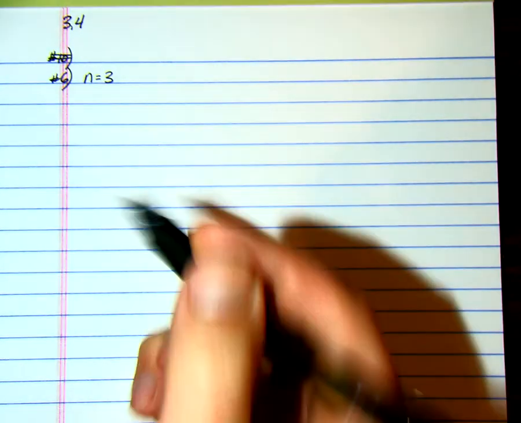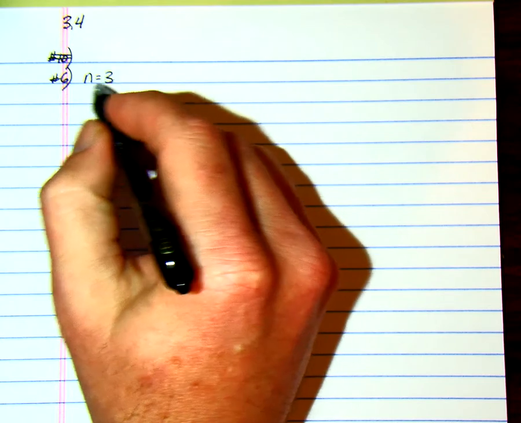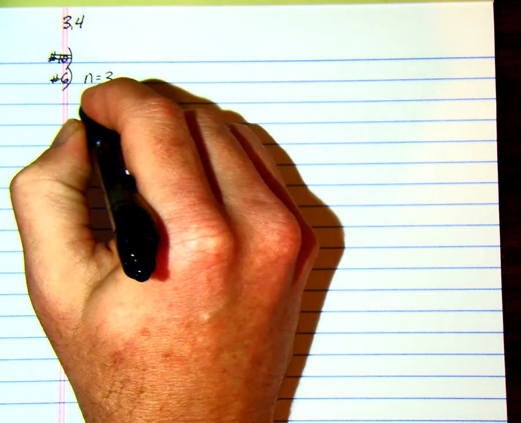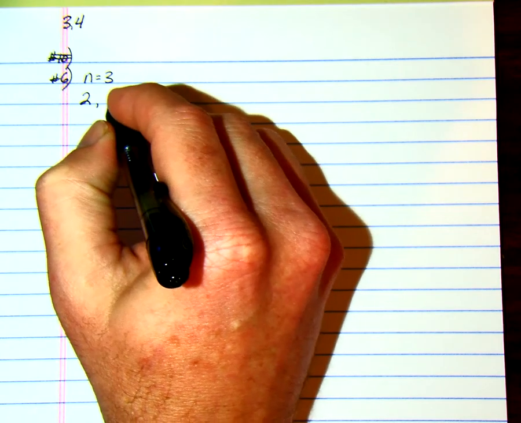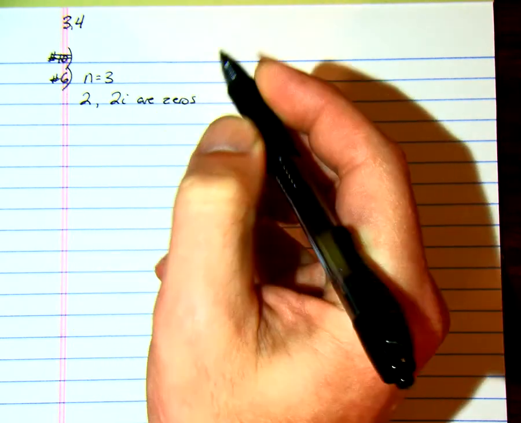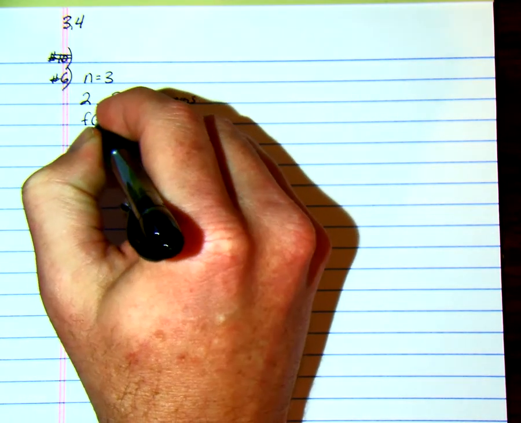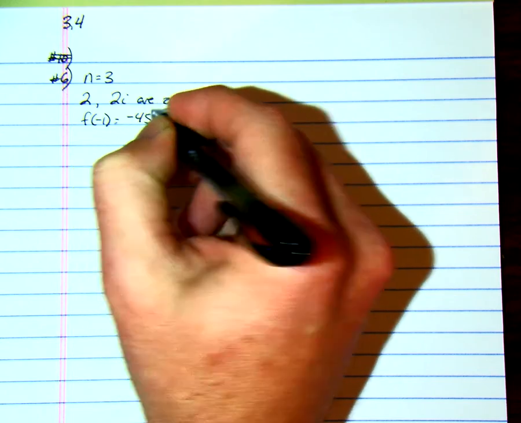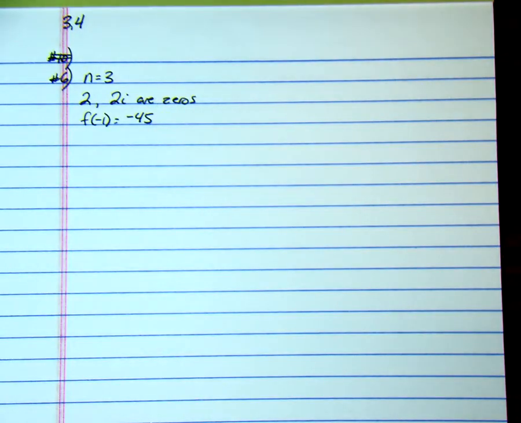So we're going to have a polynomial that has three particular roots. It tells me that 2 and 2i are zeros. And the other piece of information tells me that if we evaluated f of -1, we would get a value of -45. So we're trying to come up with a polynomial that meets that criteria.